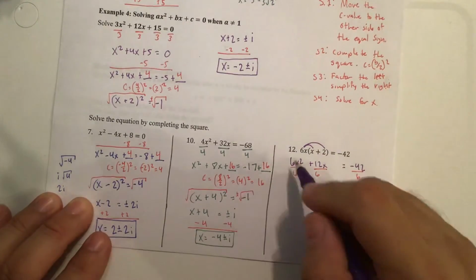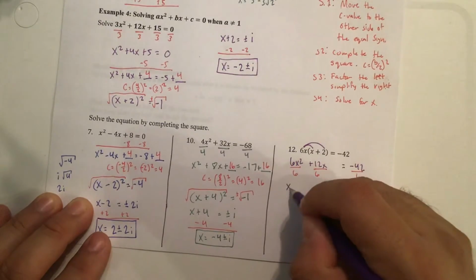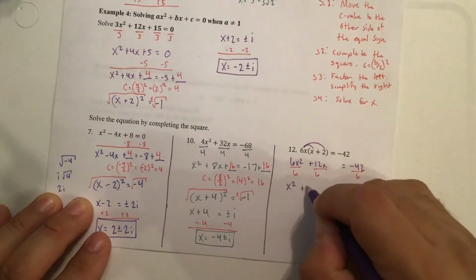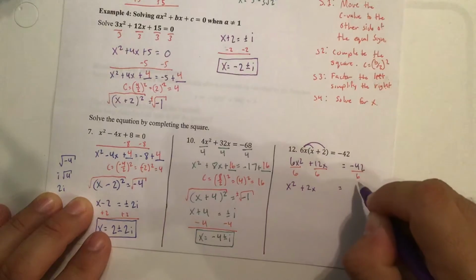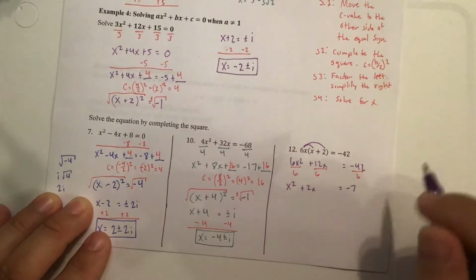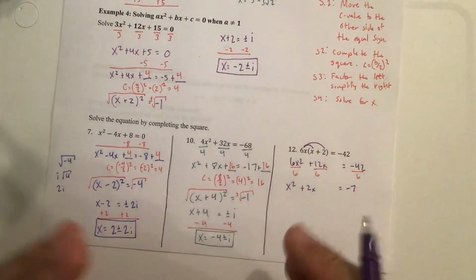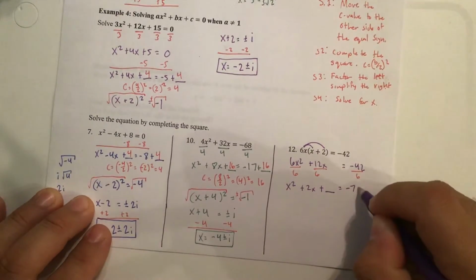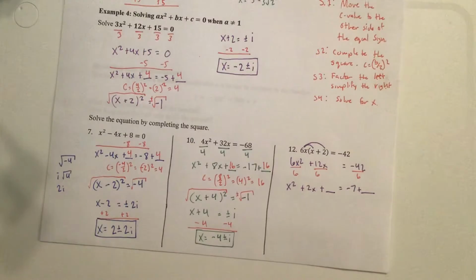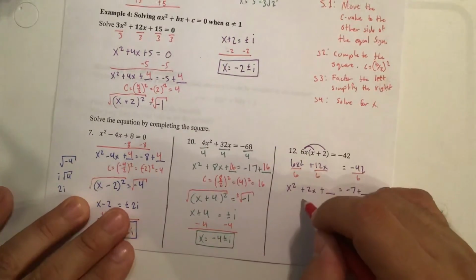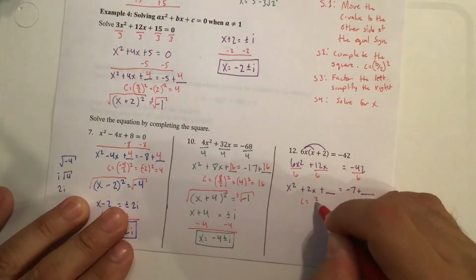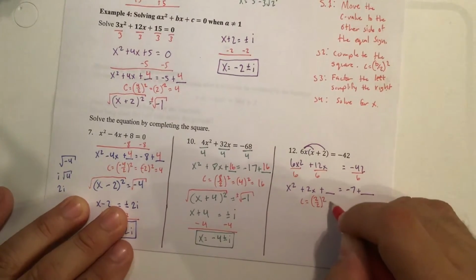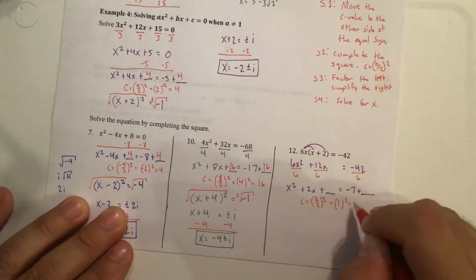That gives me 6x squared divided by 6 is x squared. 12x divided by 6 is 2x. And negative 42 divided by 6 is negative 7. And once again, the c value has already been moved over for me, so I'm going to add the blank to both sides. Now, if the c value was on the same side, I would move it over and then complete the square. So c equals 2 divided by 2 squared, which is 1 squared, which is 1.